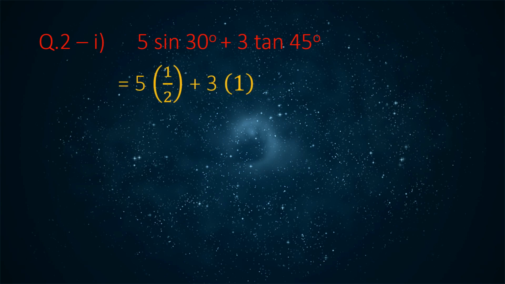Question number 2. First, 5 sin 30 plus 3 tan 45 is equal to 5 into half plus 3 into 1. The value of sin 30 is half and tan 45 is 1. That's equal to 5 upon 2 plus 3, which is equal to 5 plus 6 upon 2. 5 plus 6 is 11, therefore it is equal to 11 upon 2.